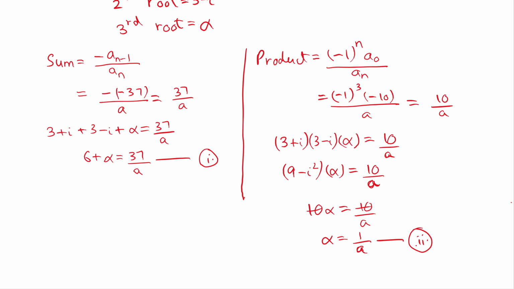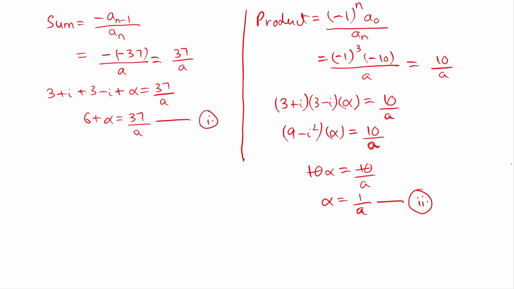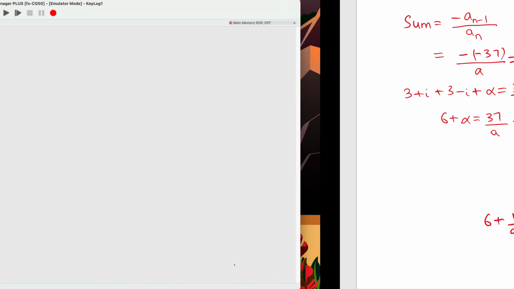Now to solve for a, what I can do is replace alpha in equation 1 with 1 upon a from equation 2. So 6 plus 1 upon a is equal to 37 upon a. I have replaced alpha with 1 upon a from equation 2. So from here, if I bring 37 upon a to the left hand side, this will be 6 plus 1 upon a minus 37 upon a, which is equal to 0. Now to solve for a, we can use a calculator.